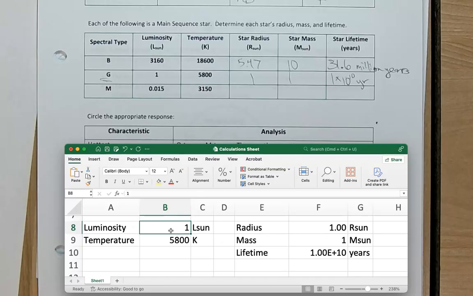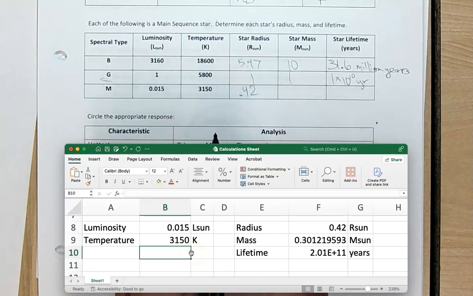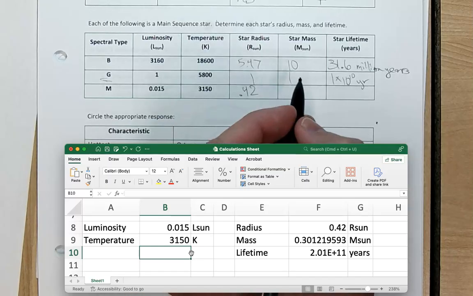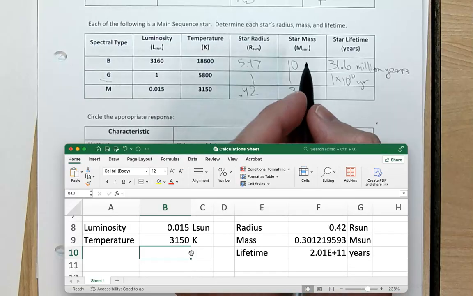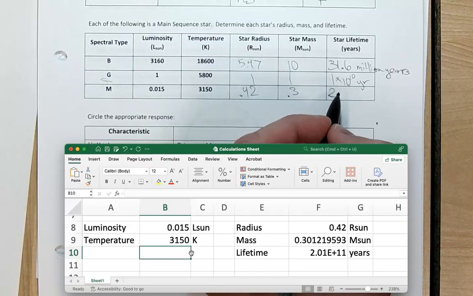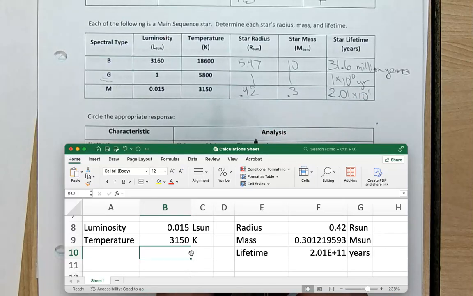What about this M-type star? 0.015 solar luminosities at a temperature of 3,150 Kelvin. So this is a pretty small star, right? 0.42 times the radius of the sun. Only 0.3 solar masses. And it's going to live 2.01 times 10 to the 11 years.